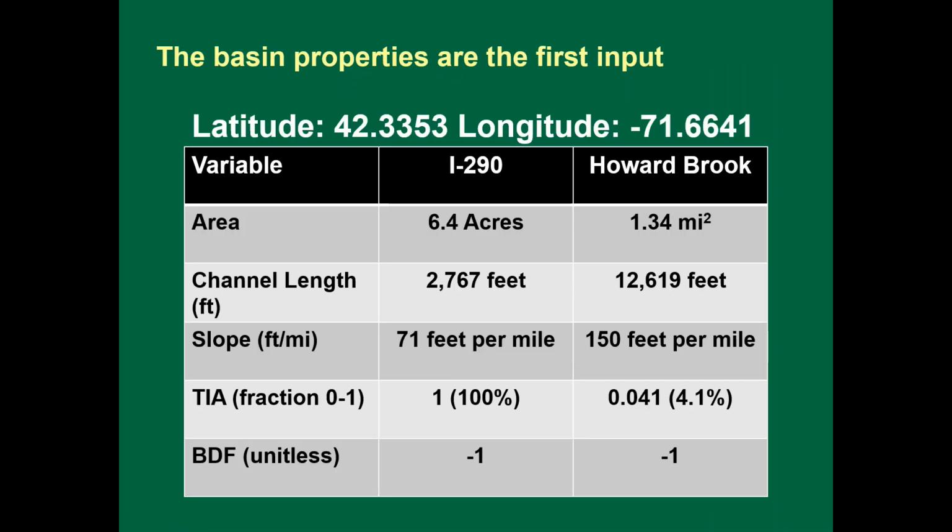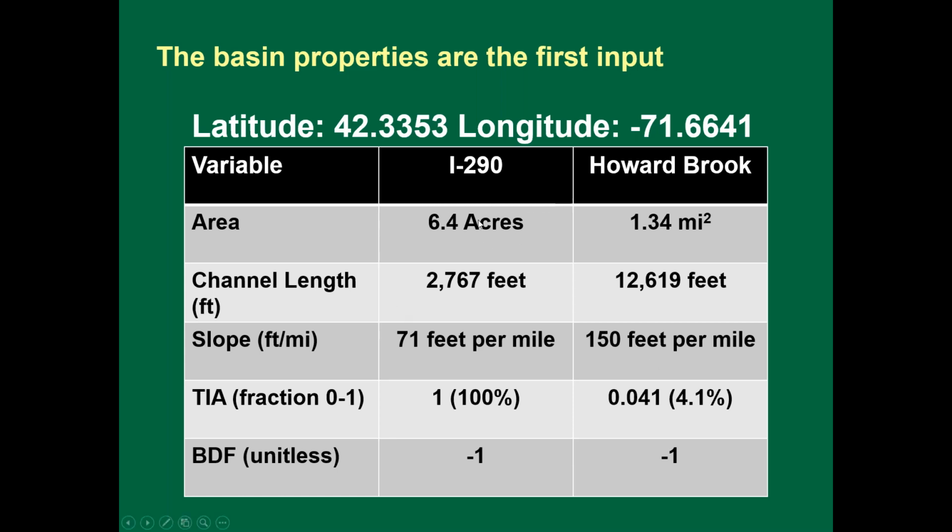Here are our basin properties. I will chat these to everybody, but basically our latitude is 42.3353 and our longitude is minus 71.6641. If you're currently prepared to run SELDM and you want to do it in your neighborhood, you could just pick a latitude and longitude that's representative of your area. You won't get the same results I do. You'll get results based on your local precipitation, ecoregion, and streamflow.